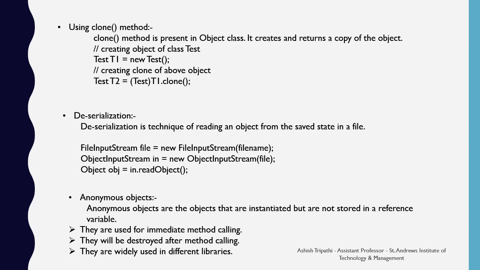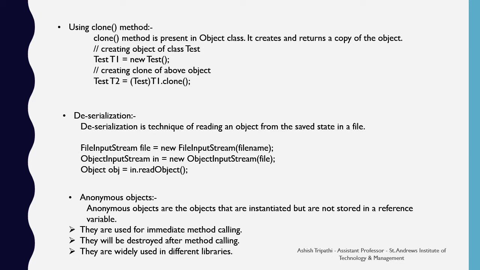Next method is deserialization. In this, the saved state of an object is read from the memory and copied to the new object. In this example, we are using a file input stream to read the state of the object and this read state is then copied to a new object.